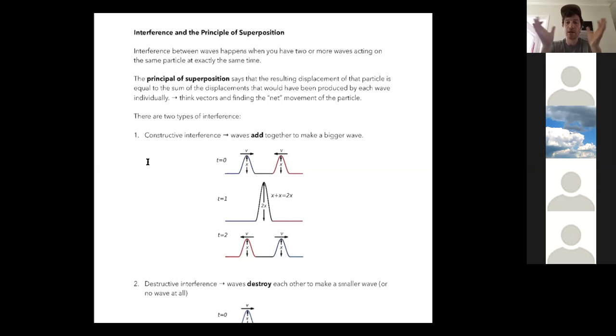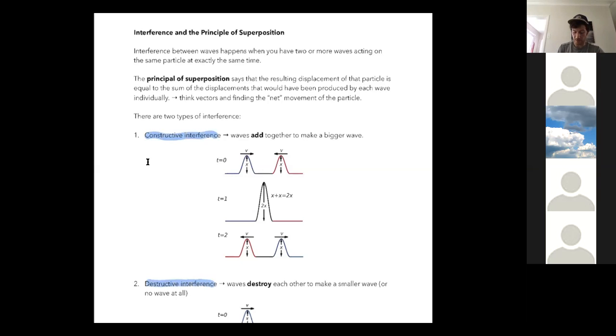If you have 2 different waves acting on the same particle, that particle is going to be conflicted, right? You don't know what it wants to do. Does it want to go up? Does it want to go down? Does it want to go really up? Like, what does it want to do? These things just add together, and you get constructive interference and you get destructive interference.